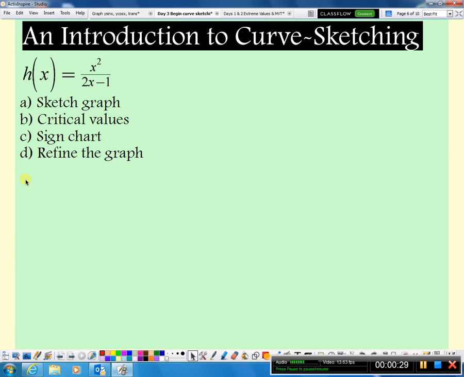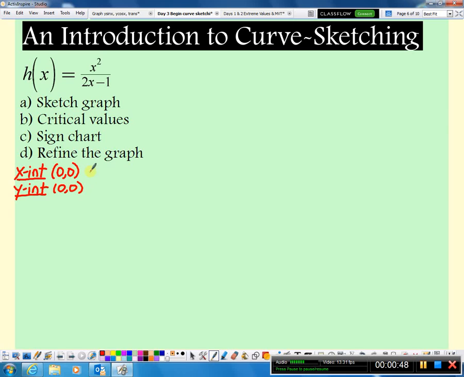Well, I could say the x-intercepts are any x value that make the top go to 0. So it looks like 0, 0 would be an x-intercept. And FYI, if the origin is the x-intercept, it's also the y-intercept. So let's not waste time there.